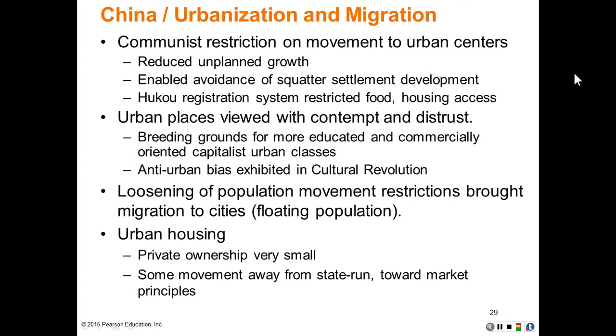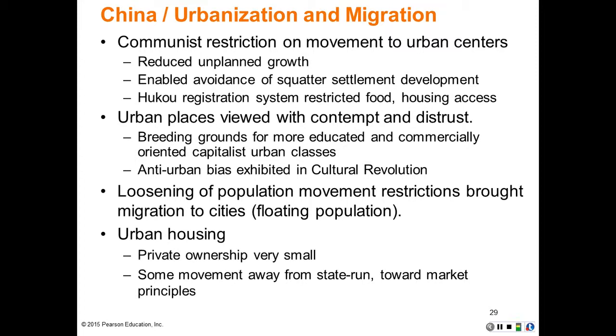Early on, urban places were viewed with contempt and distrust. They were considered to be breeding grounds for more educated and commercially oriented capitalist urban classes, and that was considered kind of an evil in a way in Chinese culture. Anti-urban bias was exhibited in the Cultural Revolution of the early 1900s and into even the middle 1900s.